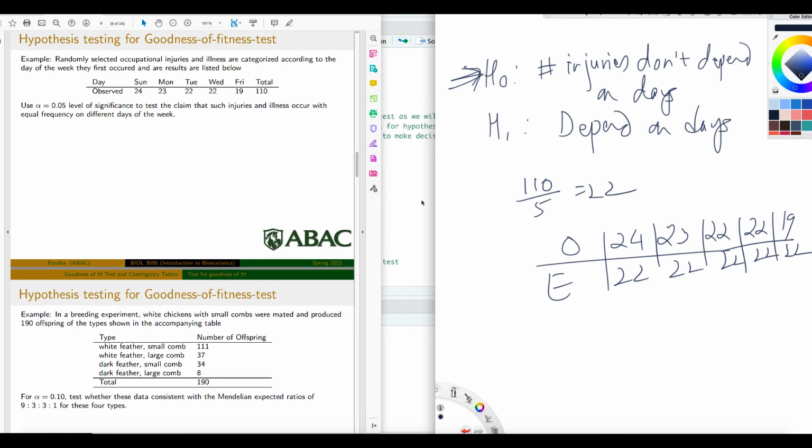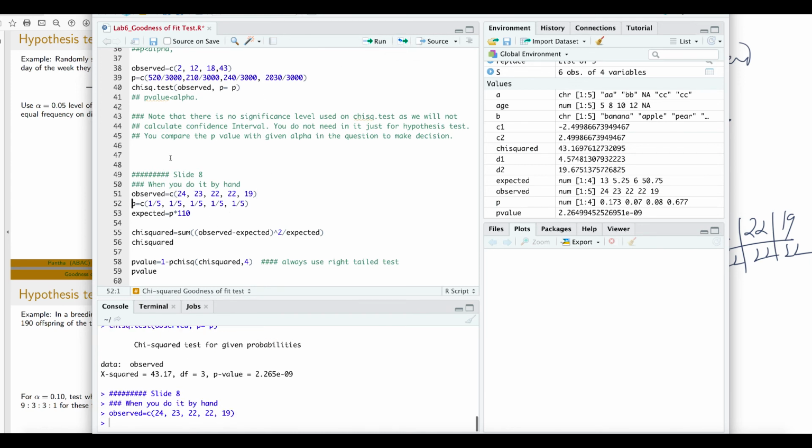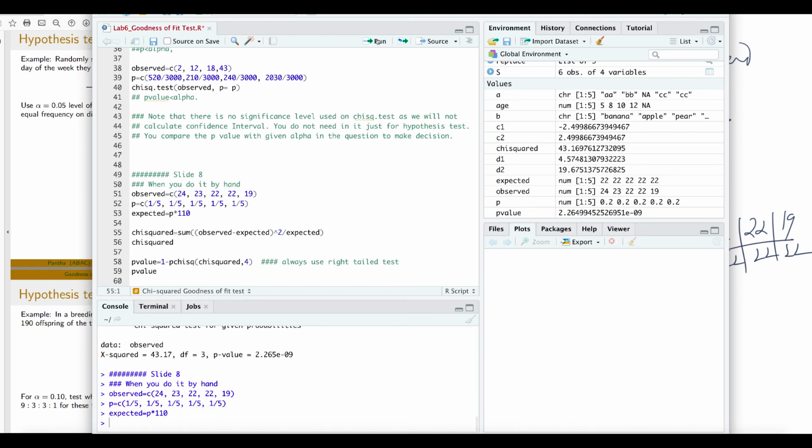No worries about that. So what we are doing here then is, see, this is the observed one. The probability or the percentage, I said 1/5, because there are 5 days, and the null hypothesis says they are all equal. So 1/5 of the total of the observed, 1/5 of that, 1/5 of that, and so on. So what is the expected one then? The expected is 110 times p, n times p, right? Do that.